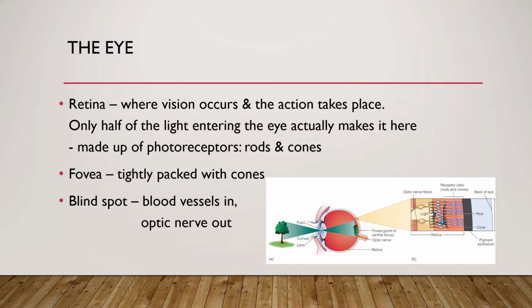And we have the fovea, which is tightly packed with cones, and this eye looks like it's looking right towards the middle of the tree, and we are trying to get the best, most detailed, most acute color information from where we are looking at the center of that tree. And then we also have a blind spot. At the back of the eye in the picture, there's this optic nerve leaving the eye, where we're going to take that information to the brain. And along the same area, we have blood vessels coming into the eye to also nourish the eye.